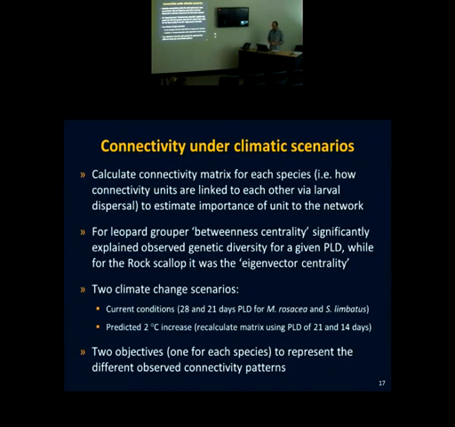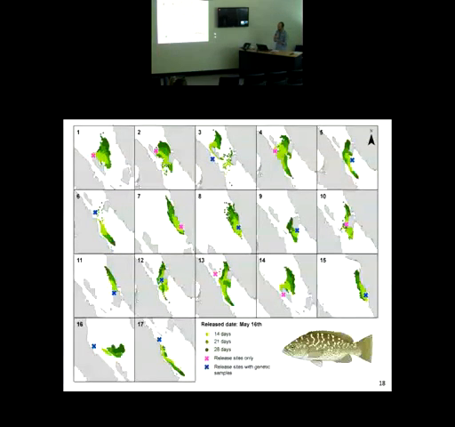As I said, we set two objectives, one for each species, that represent the importance of planning units in terms of maintaining the overall connectivity of the network, and we set up targets to include these units within the system. This is more or less how it looks. This is an example for 3 different PLD values resulting from the larval dispersal model, and as you can see, there are notable differences in the areas that the larvae are expected to reach if you modify the PLD, as predicted by the changes in sea surface temperature.